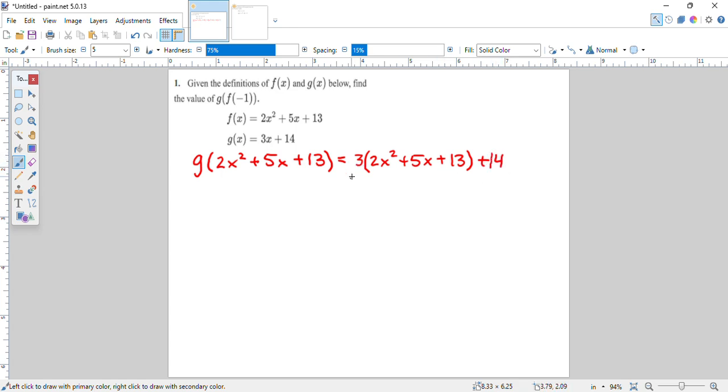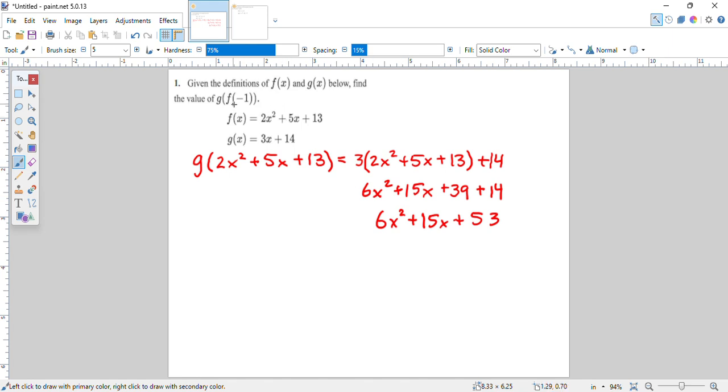And then from there, we would have distributed and simplified, and we would have 6x squared, 3 times 5 is 15x, 3 times 13 is 39, plus 14. Then we combine like terms, and we're going to get 6x squared plus 15x, and then 39 plus 14 is going to give me 53. And that's where we would have been at.